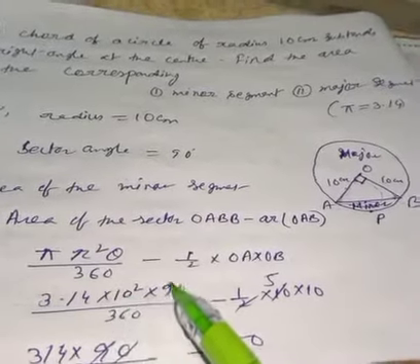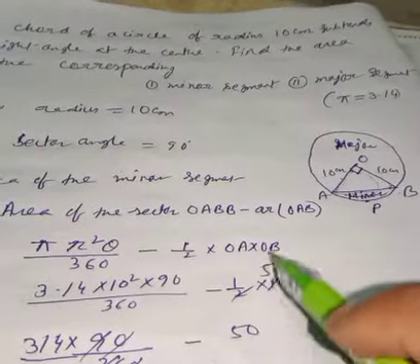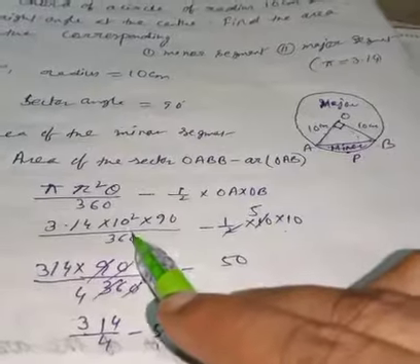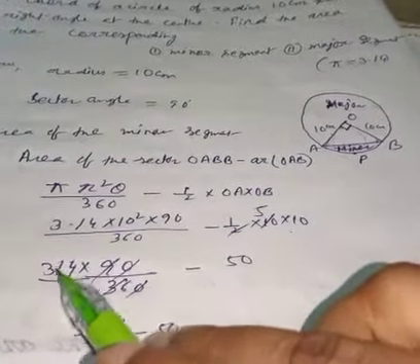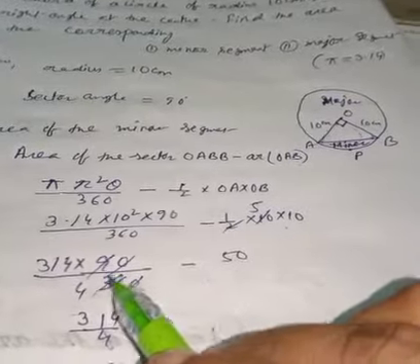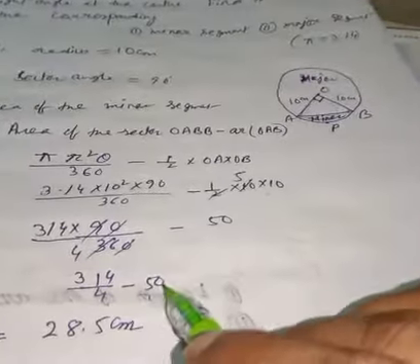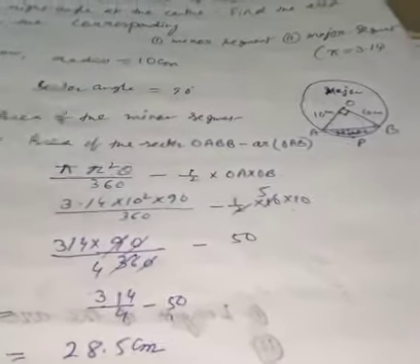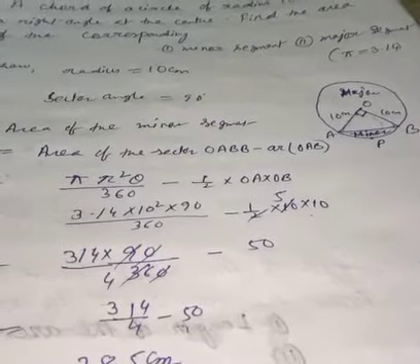So the value of pi is 3.14. R square is 10 square. Theta is 90 by 360. OA is 10 and OB is also 10. 2 5s are 10. Then 10 square is how much? 100. 100 into 3.14, you will get 314 into 90 by 360. The zeros cancel, 9 4s are 36. Then you will get 314 by 4 minus 50. If you simplify, you will get 28.5 centimeter square. I hope all of you understood how to find the area of the minor segment.